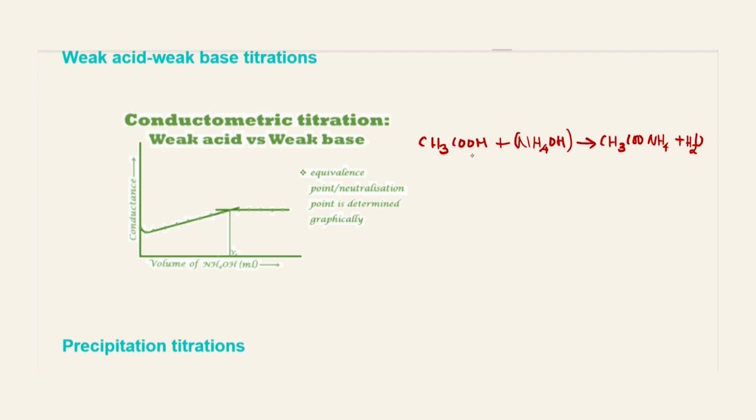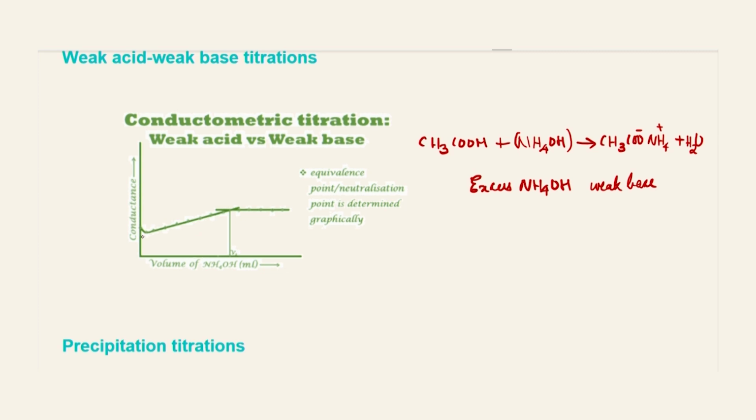Here acetic acid is a weak acid. Ammonium acetate, because it is a salt, ionizes better than acetic acid, and therefore the conductance should increase. But again, after the equivalence point, you have excess ammonium hydroxide, which is a weak base, and therefore the conductance remains as such. So, again you have a straight line parallel to the x axis.